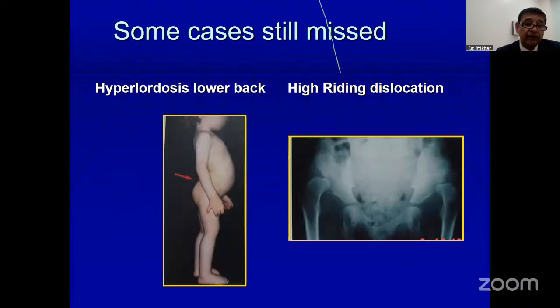For example, here is a child who was missed. He has bilateral hip dislocation, and the hips are riding way above the hip joint. But when the child walks toward you, it can mislead you because he's walking normally. He has a waddling gait, but his hyperlordotic spine tells you that there is a dislocation of the hip. This is a classical way to diagnose them when there is bilateral dislocation.